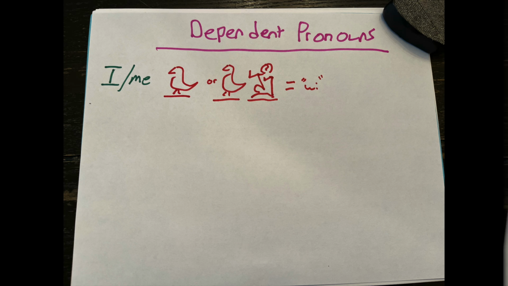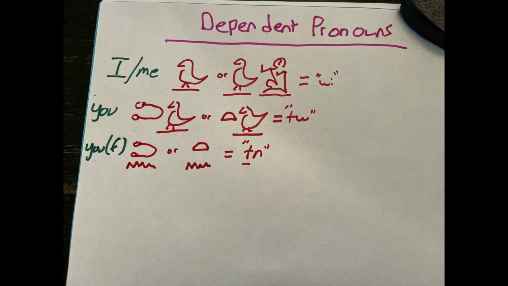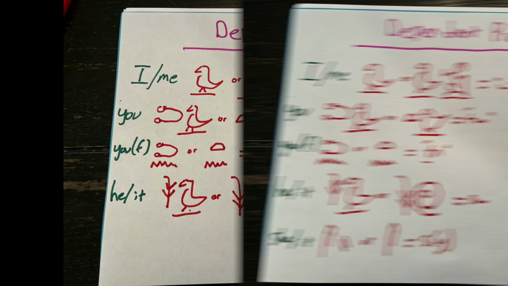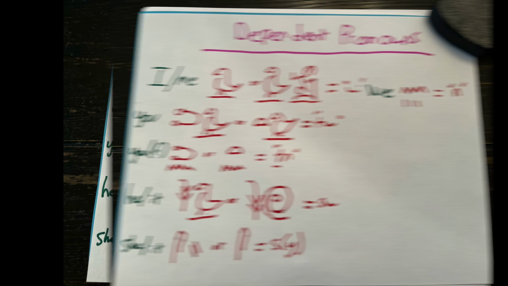I is a chick or a chick with a man, pronounced W. You, for a dependent pronoun, is T with a chick. It could either be the TZ or the proper T loaf. Same with you for feminine. It's the same thing, a T but with an N under it, TN. He and it is the SW root, the plant root with the W, either the chick or spiral. She, bolt of cloth, with the sideways slash, which is a Y, so it's pronounced SY, C, or just C.